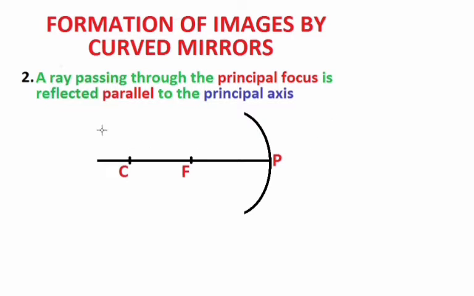So let's take a look at this again. When I draw a ray through the principal focus F, I will always indicate my directions to show that this is an incident ray, so the direction points towards the mirror. The ray will be reflected from the mirror parallel to the principal axis, so we get a ray parallel to CP. Again, I will indicate my direction pointing outward from the mirror.